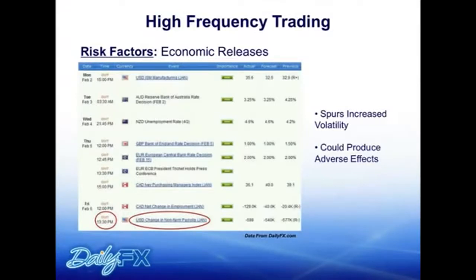So typically what we see, and for those of you that are trading the news report, we always expect increased volatility when these economic releases flow into the markets. And certainly some of these events could produce adverse effects, or work against us, especially if we're already in a position ahead of these releases.